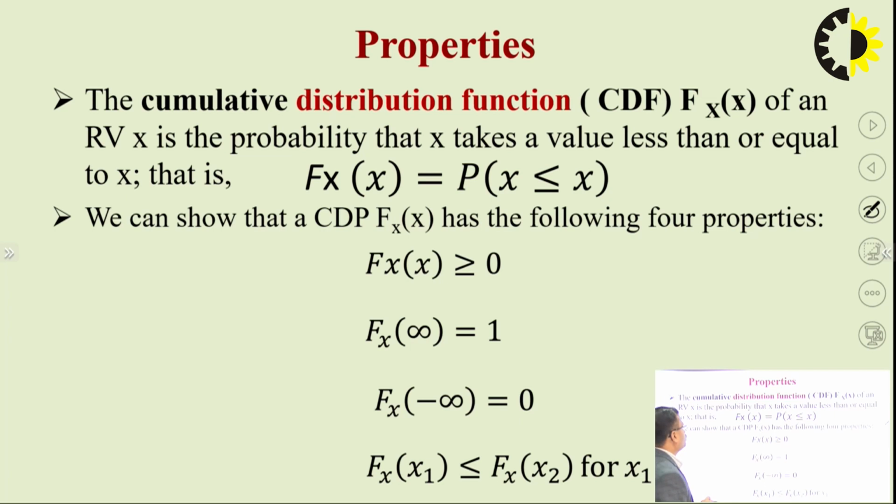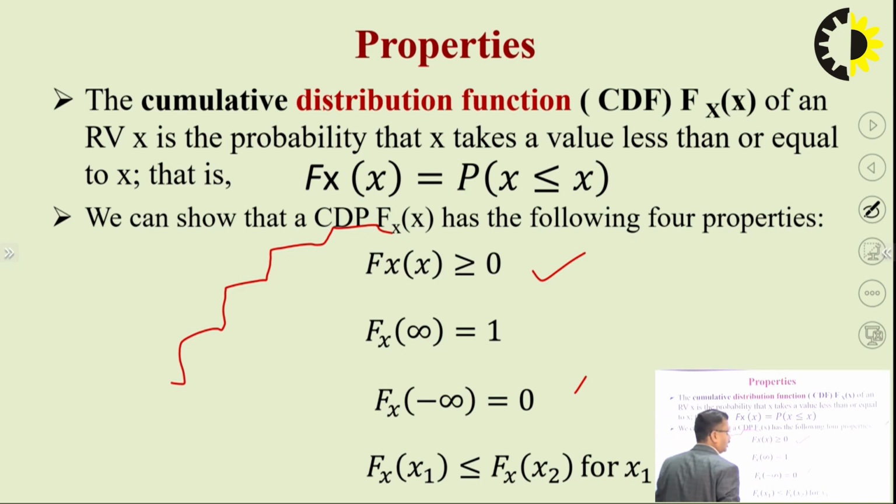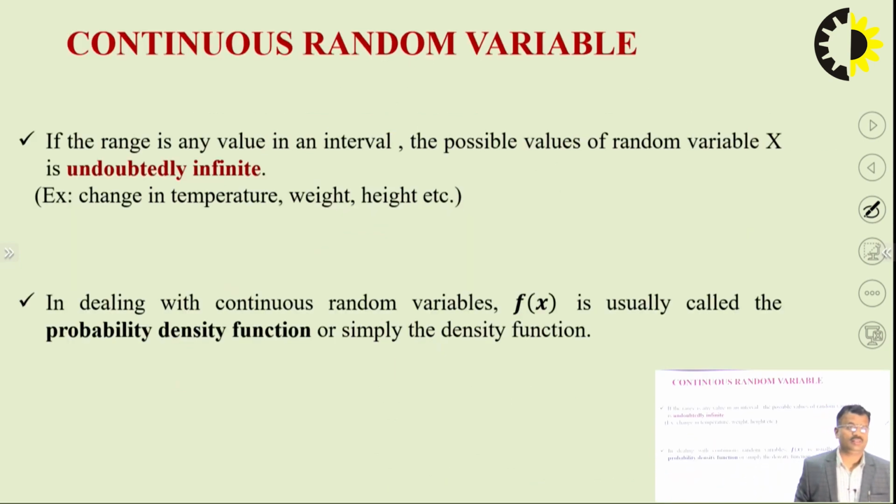Now, the properties of CDF. CDF is always greater than or equal to 0 because you are summing up your values here. At the last point it will be equal to 1, and at minus infinity it is 0. If x1 is less than x2, obviously the CDF value at x1 will be less than at x2, because in this function your values are adding up.